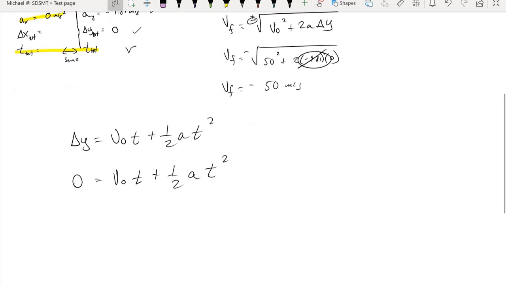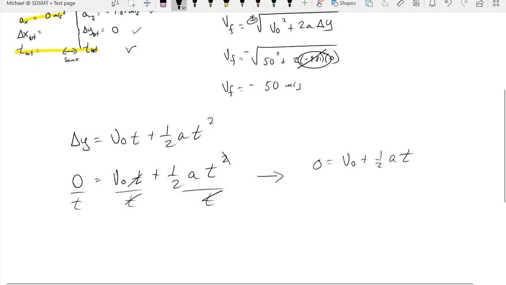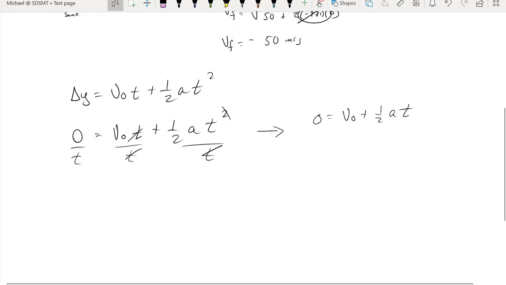I mean, we still got a quadratic there, but because every term on the right has a t in it, we could factor out a t, and 0 divided by time, whatever that time is, is still going to be 0. So what's left is not a quadratic equation, and we can solve this. We can take v naught over to the other side, multiply it by 2, divide by a, and there's our time.